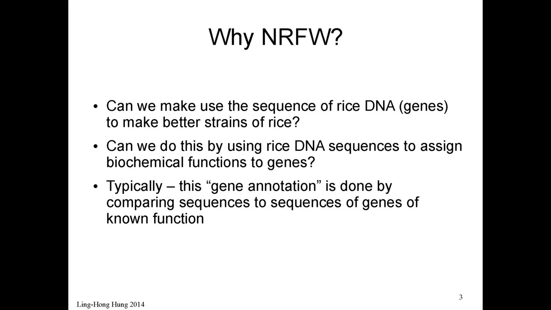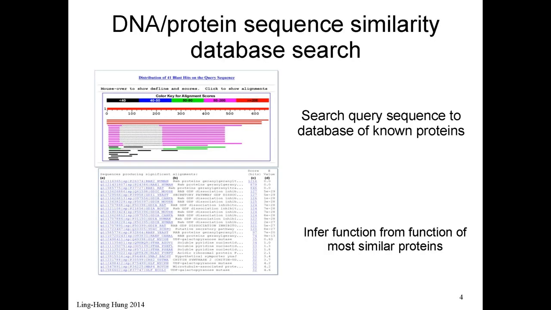The idea was, could we use the sequence of rice DNA or genes to make better strains of rice? Can we do this by using rice DNA sequences to assign biochemical functions to the corresponding genes? Now, typically, this type of process called gene annotation is done by comparing sequences of the genes to sequences where we know the function. This slide shows a typical search that might be done, where we would input a sequence of a new gene and search it against a database of other genes where we know the function.